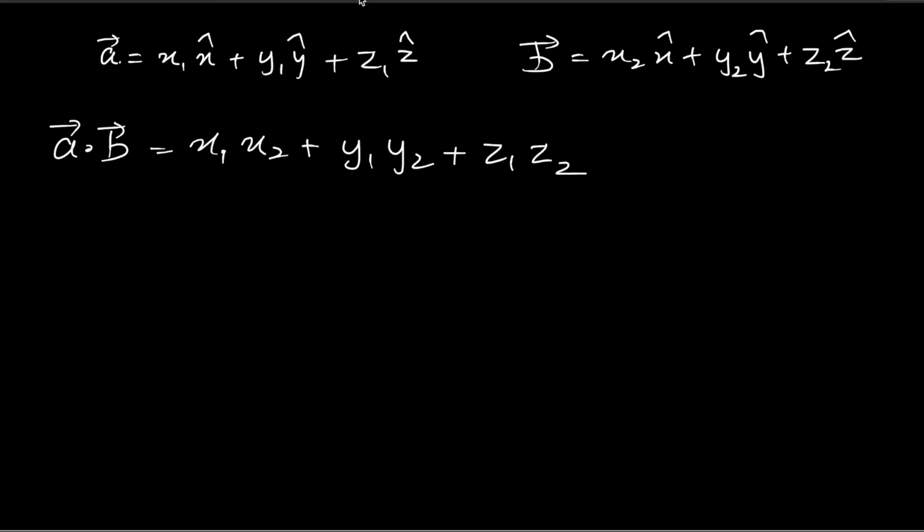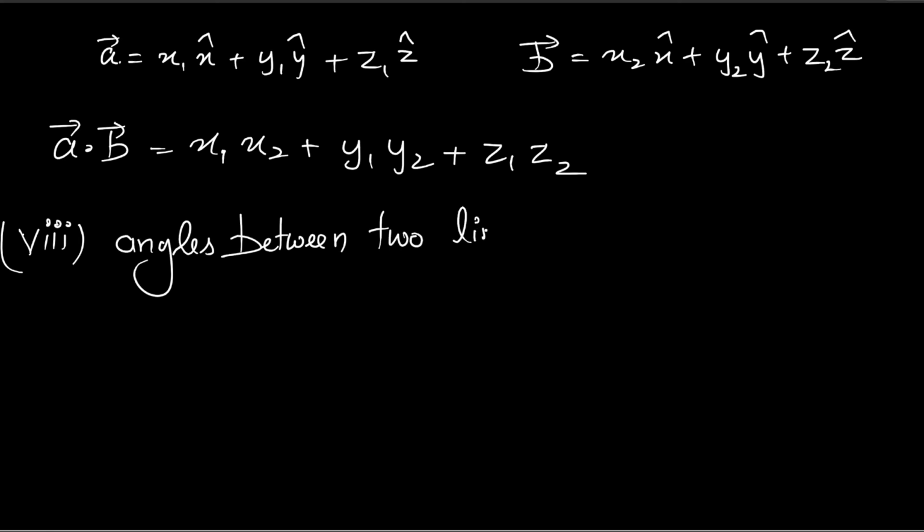And you can also try finding out the angle between them. Angle between the two lines: if you want to find out the angle between the two lines, the same can be done for vectors, and you can easily find it by taking the dot product between them.